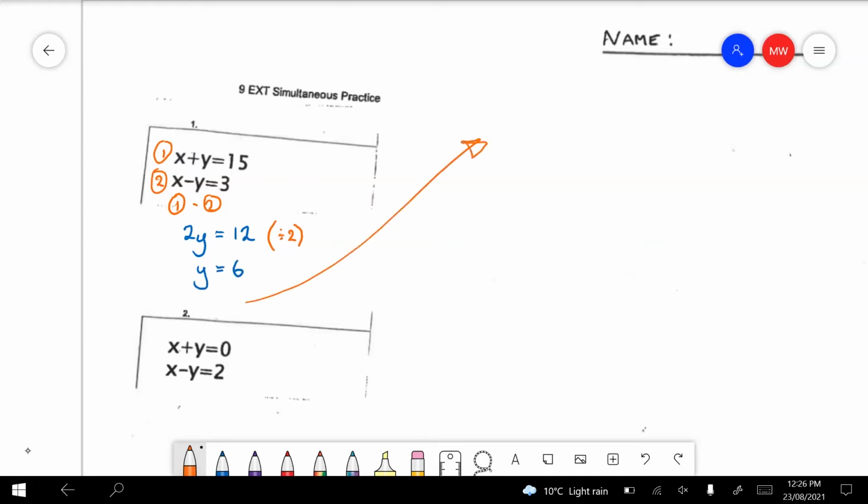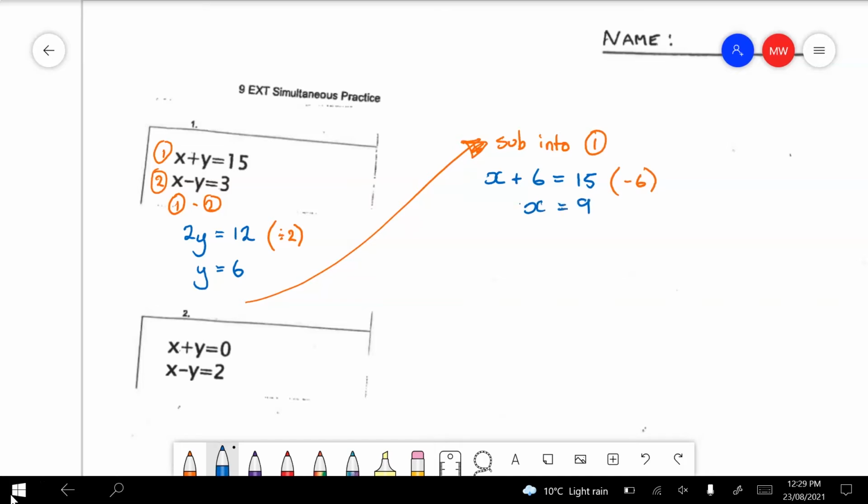Bring this equation up here, so I've got a little bit more room. I'm now going to sub y equals 6 in. Because it's the elimination method, I can go into either equation, so I'm just going to go into equation 1 because it's all positive. As I write out equation 1, every time I see a y, I'll replace it with a 6. So x plus 6 is 15. Back to balance method, take 6 from both sides, and x will be 9.